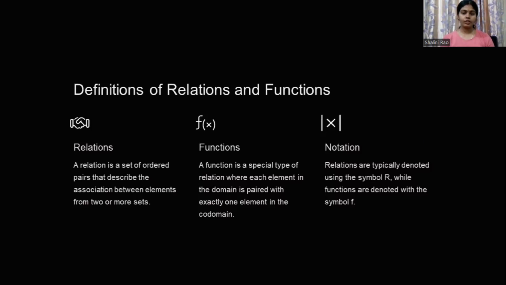Definitions of relations and functions. Relations. A relation is a set of ordered pairs that describe the association between elements from two or more sets. Functions. A function is a special type of relation where each element in the domain is paired with exactly one element in the codomain. Notation. Relations are typically denoted using the symbol R, while functions are denoted with the symbol F.